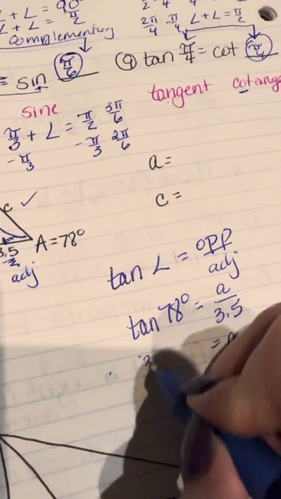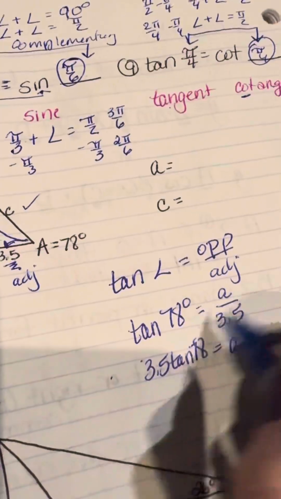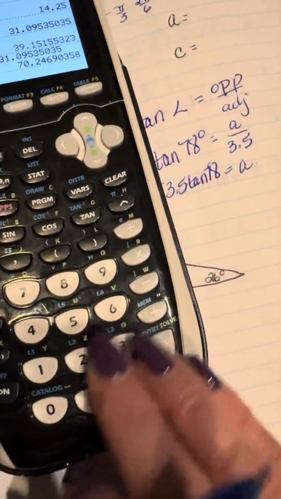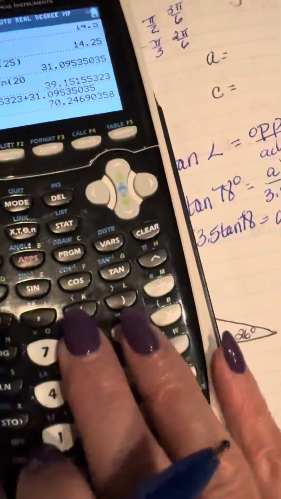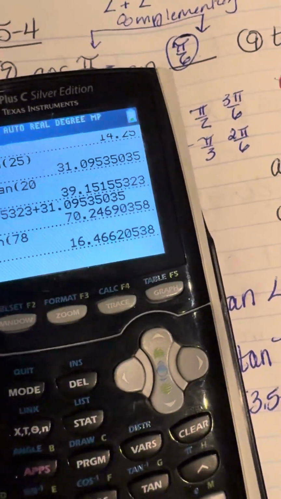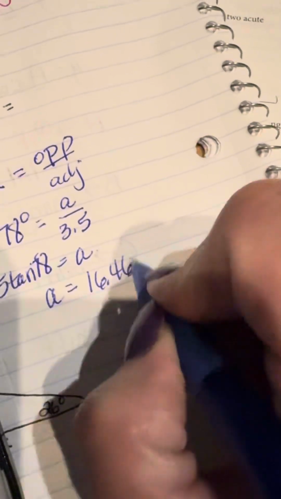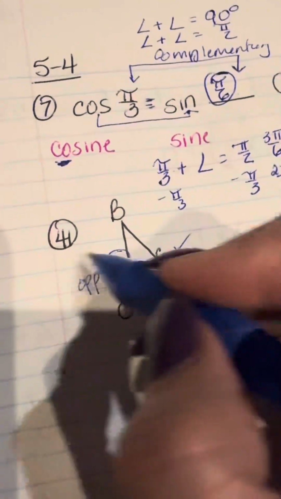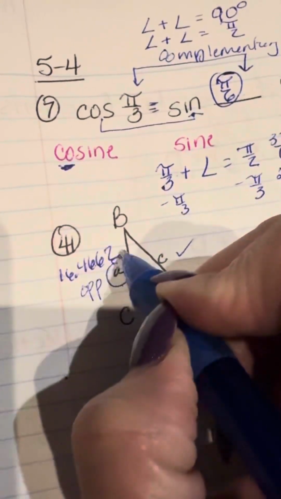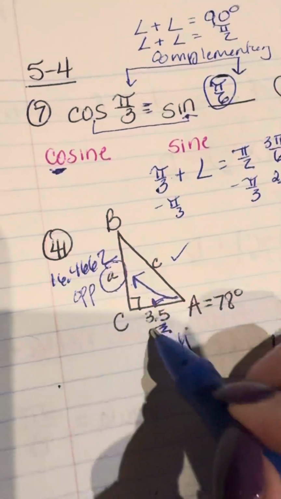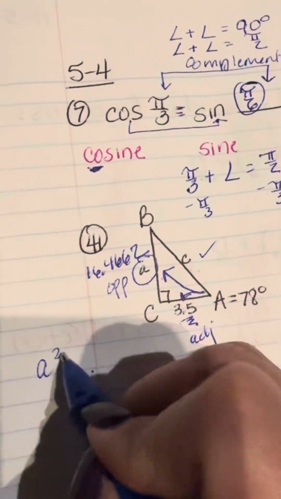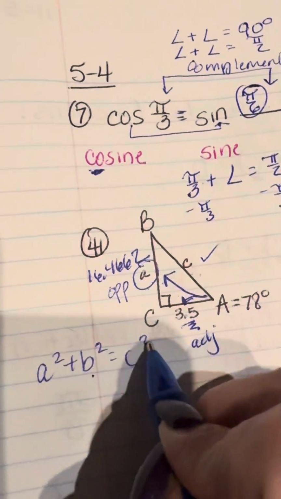So multiply both sides by 3.5. I already made sure my calculator was in degrees. So I have 3.5 times the tangent of 78. And they told me to go to 4 decimal places. So side A is 16.4662. And now that I have side A, 16.4662, I have a right triangle here. I have 2 of the 3 sides. I'm missing side C, which is the hypotenuse, so I can go on and use the Pythagorean theorem.